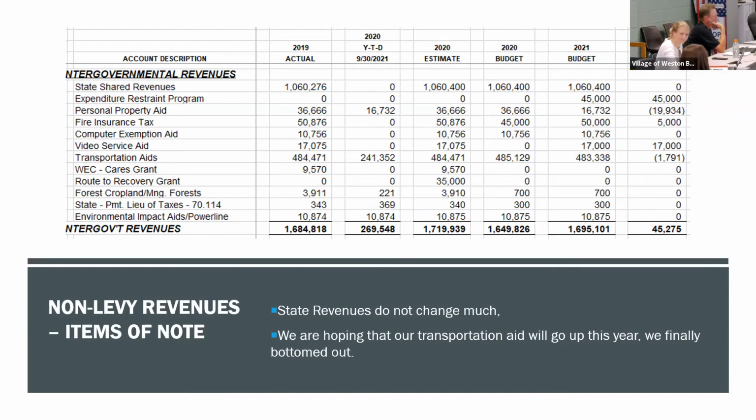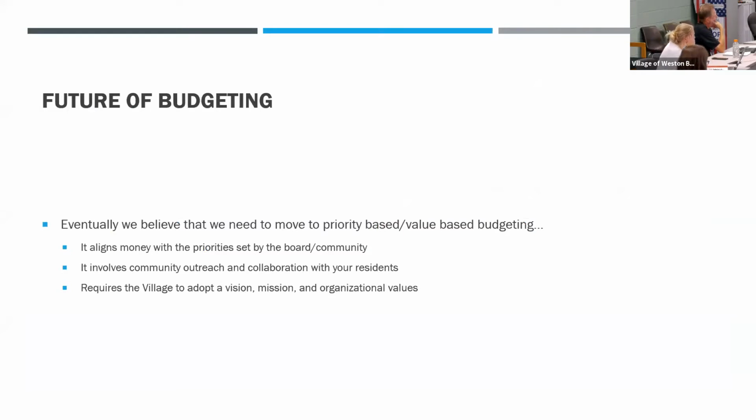Anything else in this sheet? No. The future of budgeting. Eventually, we believe that we need to move to a priority-based, value-based budgeting. With the tightened revenues that are coming up, it's going to be essential for everyone to be on the same page of what our future goals are and to be able to align the limited funds we have with the priorities that are set by the board and the community.